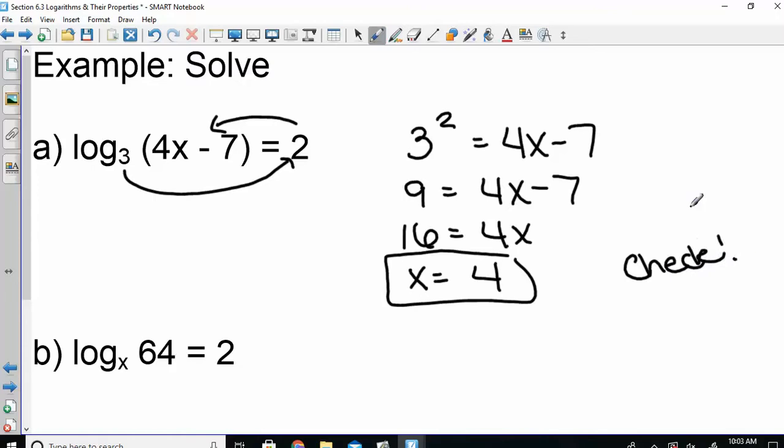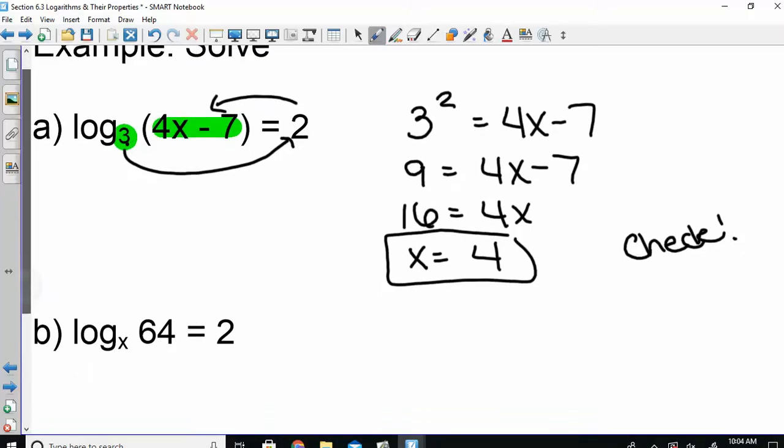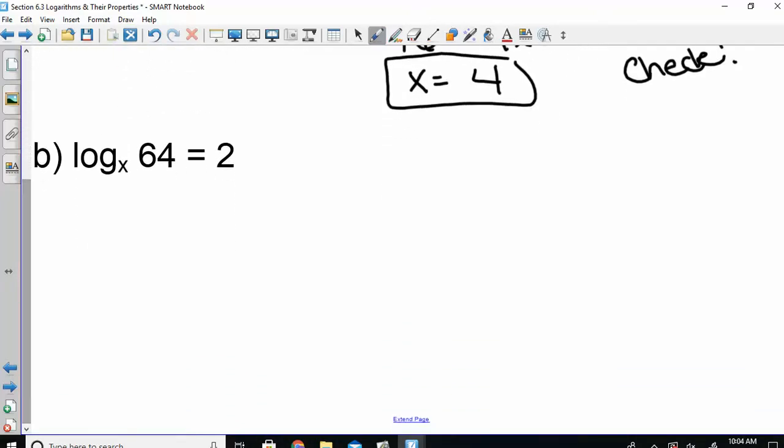We will have to check on these problems. When you deal with logs, the base and the argument both have to be positive numbers. So we always just need to make sure that when I plug this 4 in, I get a positive. So 4 times 4 minus 7, that's positive, so we're okay. If that gave me a negative, what do you think my answer would be? No solution. And that will happen sometimes. So always verify that both the base and the argument are positive. The only negative you can see is what it's equal to.